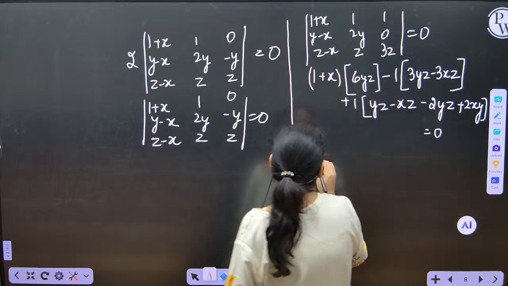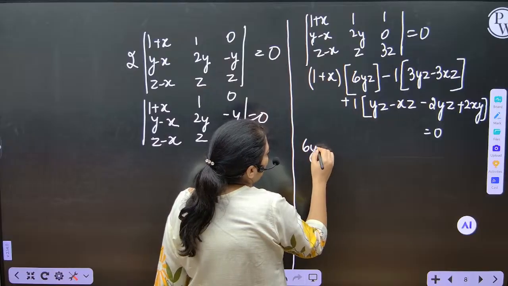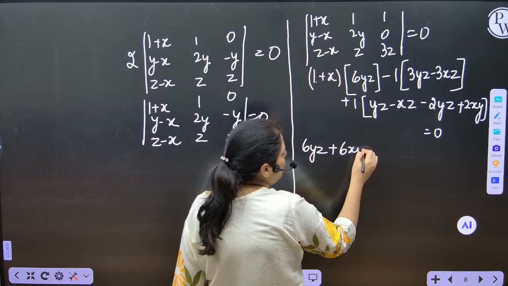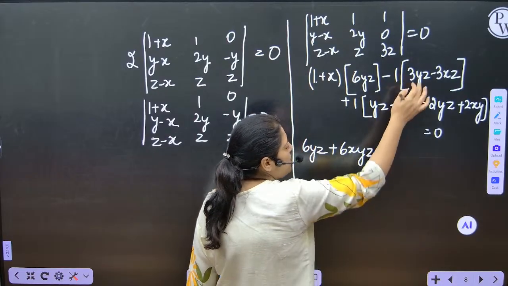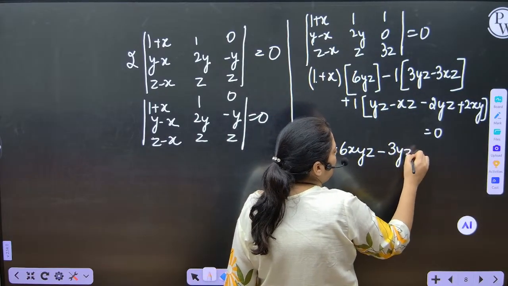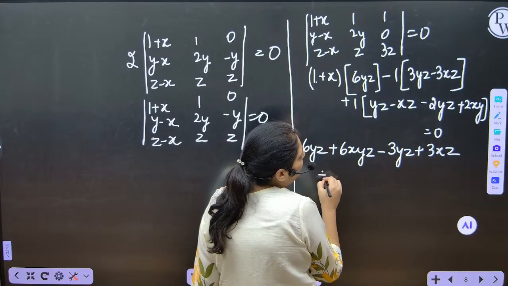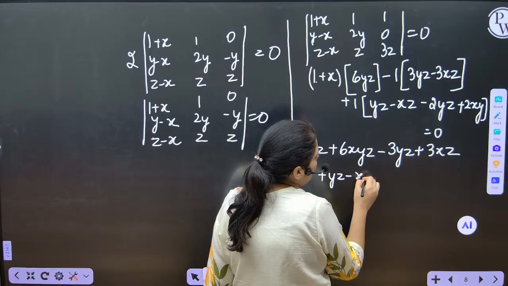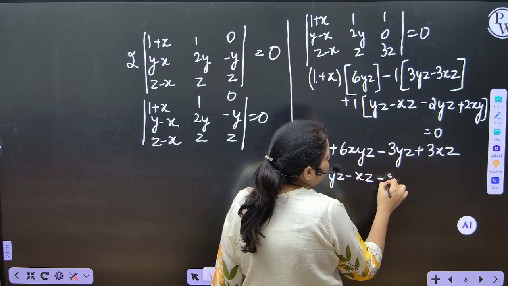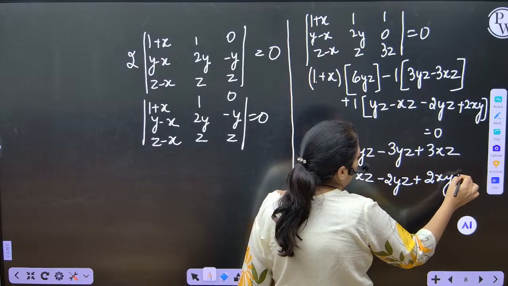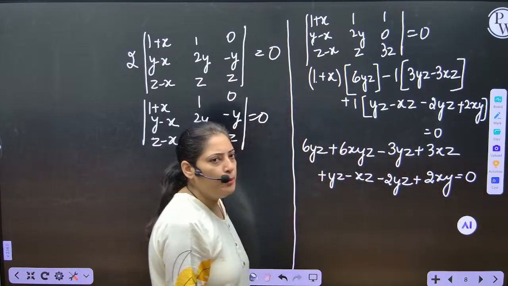Now what is given? 6yz. 1 into 6yz is 6yz. This will become 6xyz minus 3yz plus 3xz, then yz minus xz minus 2yz plus 2xy. All the terms will simplify now.